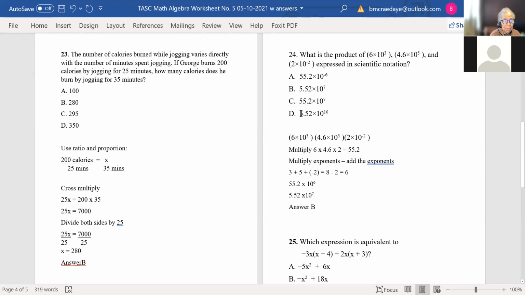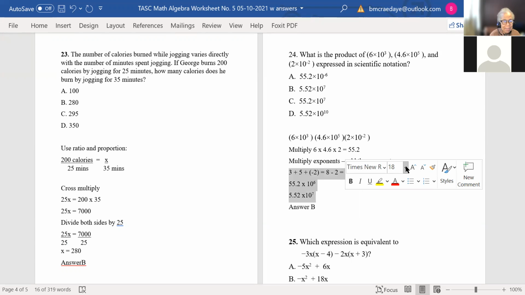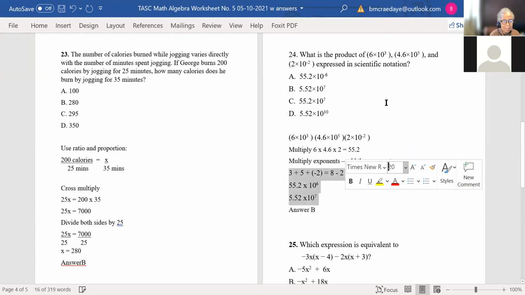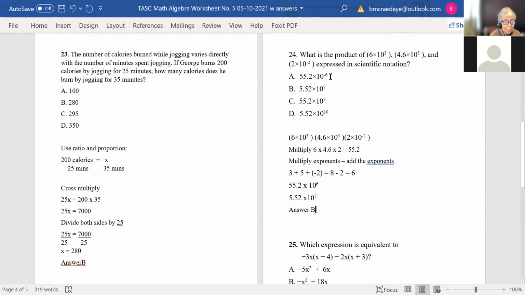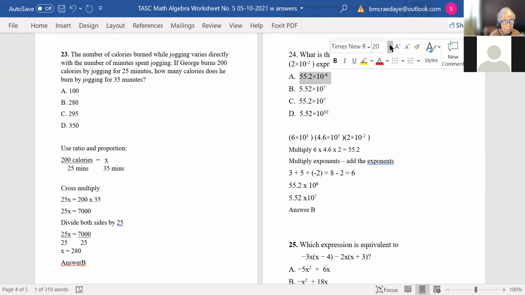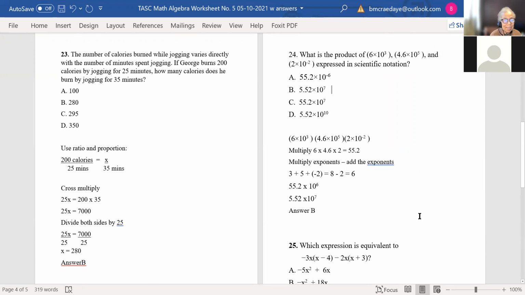I had guessed wrong. I had guessed C. But see, 55.2 times 10 to the 6th is not the same as 55.2 times 10 to the 7th. And then this one is a minus 6. If you can see it, it's a minus 6. So it's not that one because we have a plus 6. So the answer is B.